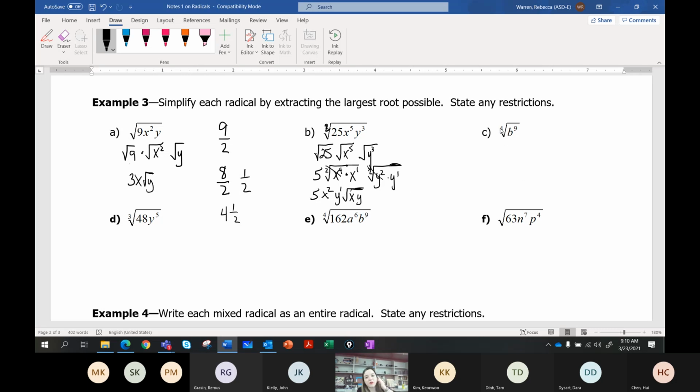Next one. So this time my index is 4, so it means I want to divvy up b to the power of 9 into things that are divisible by 4. So I want b to the 8 times b to the 1. Now, just really quickly, everyone watch for a second. The divisibility thing hopefully should make sense.